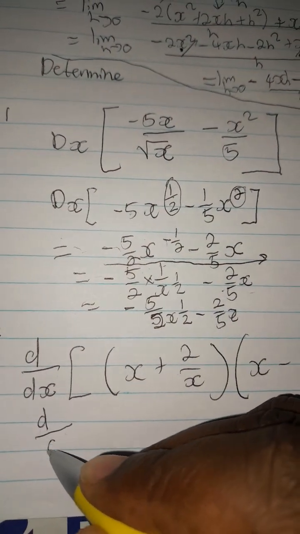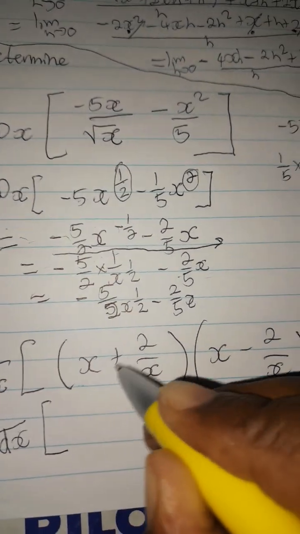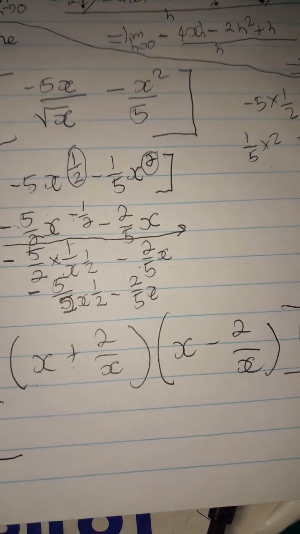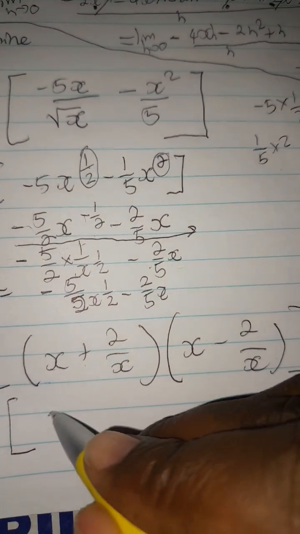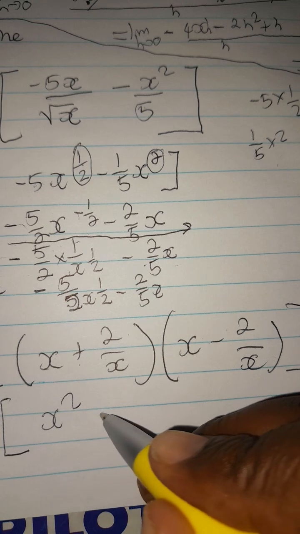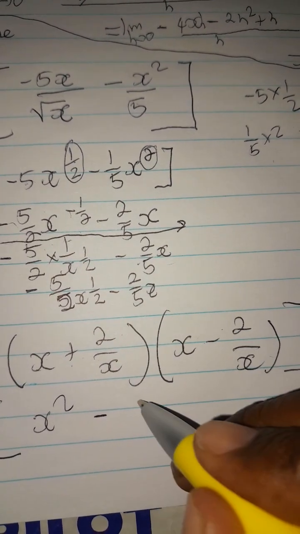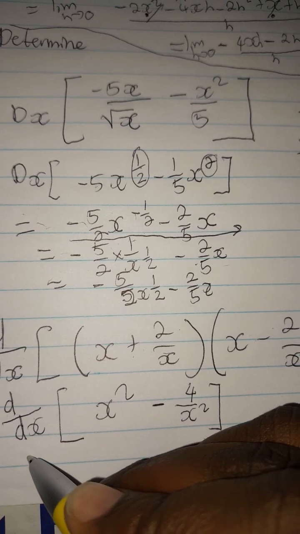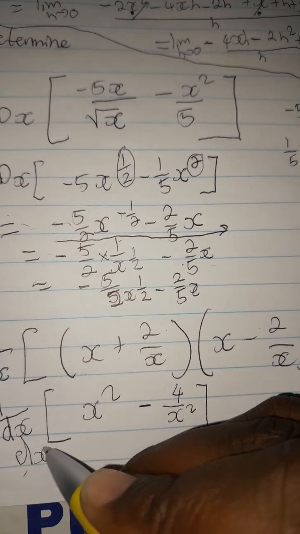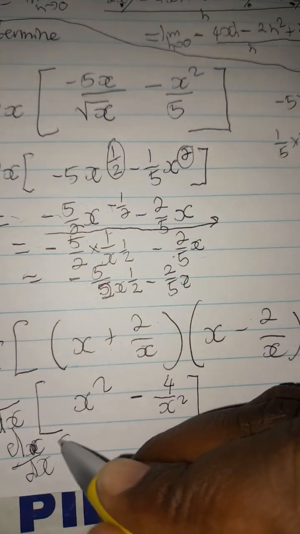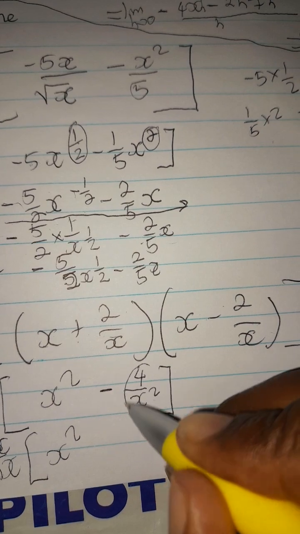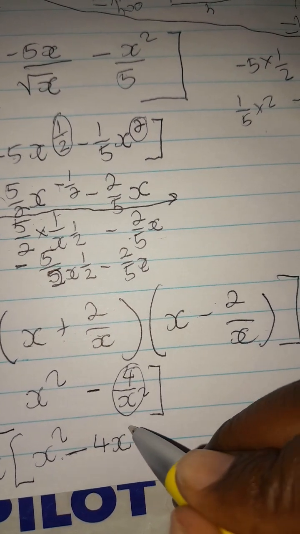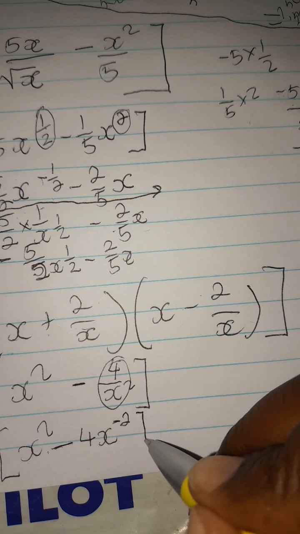First, before you differentiate, work out what is inside the brackets in this case. So let's say x times x. We can see that this is a difference of 2 squares, a factorization of a difference of 2 squares. x times x there will be x squared. 2 times 2, with the negative, is going to be 4. So d over dx, we know that this is x squared minus 4 divided by x squared. Then taking out the x squared from the denominator will cause x to be negative 2.